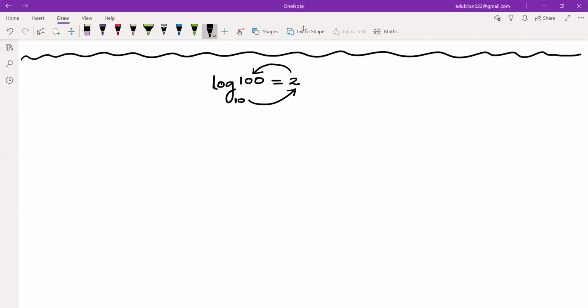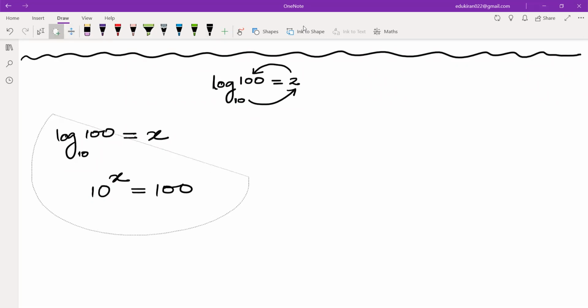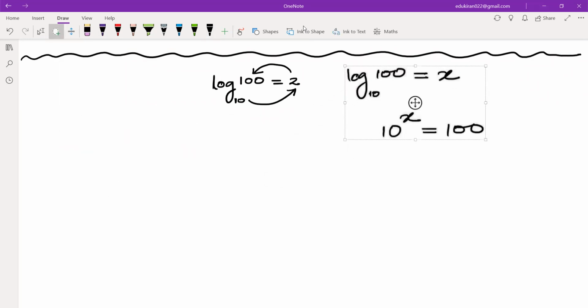Whatever the base is here, you can convert this. If I say log of 100 to the base 10 is equal to x, then I am going to find 10 to the power of what is going to be 100. I have to find this x. So these are the two things you should keep in your mind. Will that be okay? Any problem? No problem, sir.